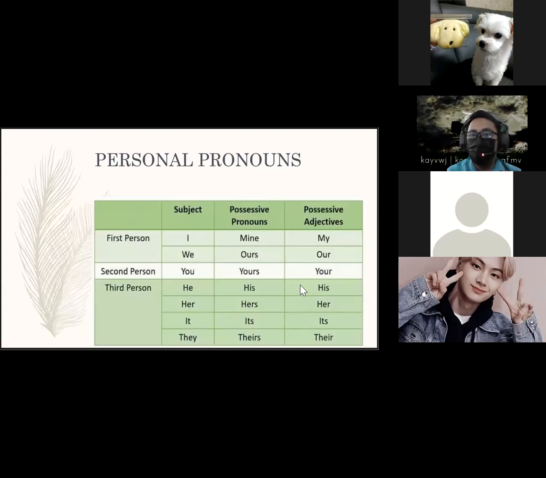So this is just a review lang naman when it comes to paggamit ng personal pronouns. So browse nyo na lang to later on. When it comes to first person point of view, we do have the subject I and we. Second person point of view, we do use you. Third person point of view, we do use he, her, it, and they. At saka ang kanilang mga possessive pronouns at possessive adjectives. So you can browse that later on.